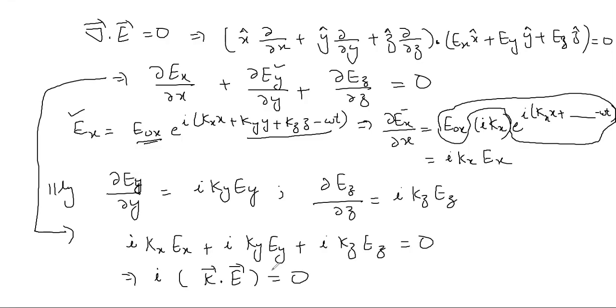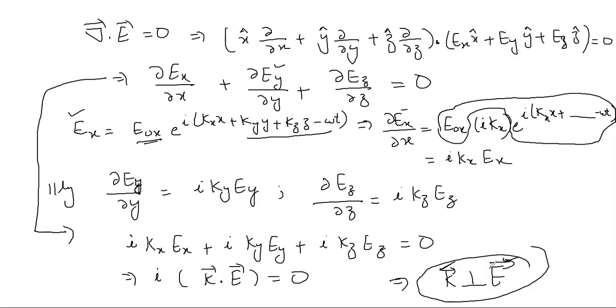Now, if the dot product of any two vectors is 0, that means those two vectors are perpendicular to each other, right? This would imply that k is perpendicular to E. Your direction of propagation is perpendicular to the electric vector. I should draw arrows here because their dot product is equal to 0.